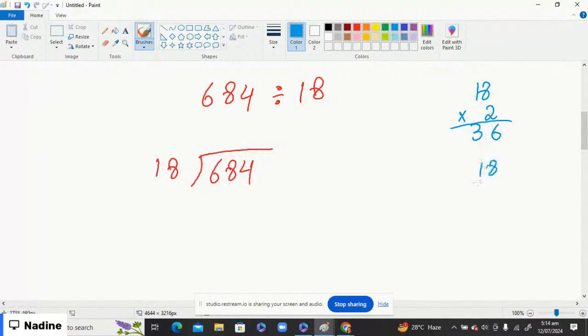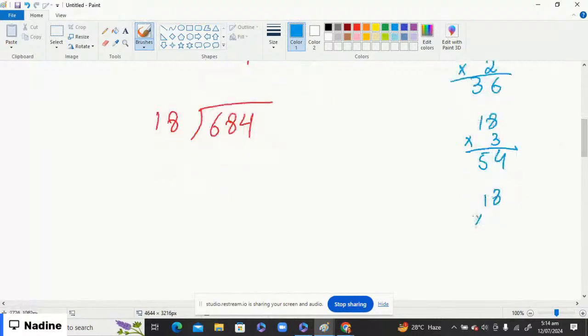It's not much closer. Then 18 times 3. 3 times 8 is 24. 3 times 1 is 3 plus 2, 54. And when we check 18 times 4, you are going to check all the numbers one by one: 18 times 2, 18 times 3, 18 times 4. 4 times 8 is 32. 4 times 1 is 4 plus 3 is 7. Look at here, this one is 72, which means that is greater. So 18 times 4 is greater. So here we're going to put 18 times 3. That is 54.